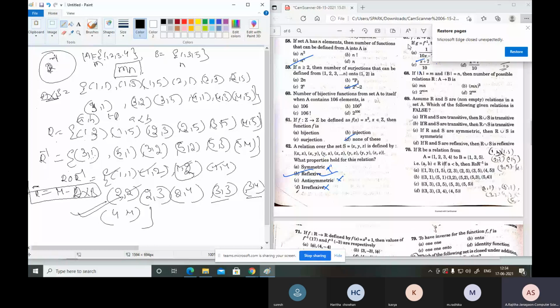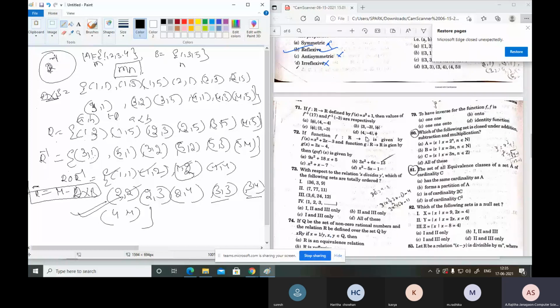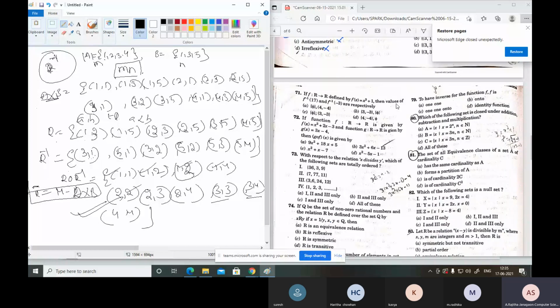Next, coming to the next question, like this you can find out the inverse function. After finding the inverse function, where f(x) is x square plus 1, find the value of f inverse 17 and f inverse minus 3. So first you find the inverse function for this. After that you can substitute 17 and minus 3. Then you can write the values. So for this question 71, the answer is D. Once you can check.